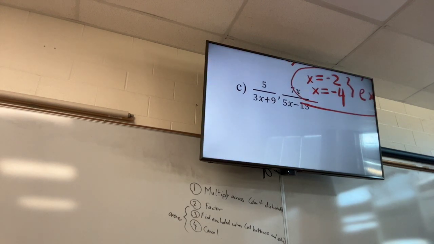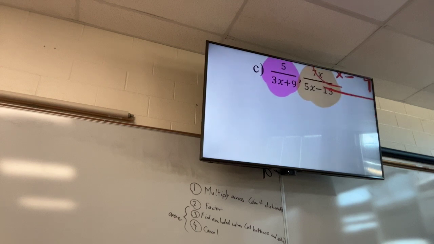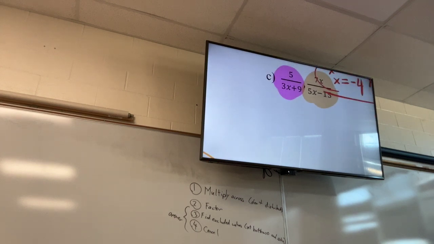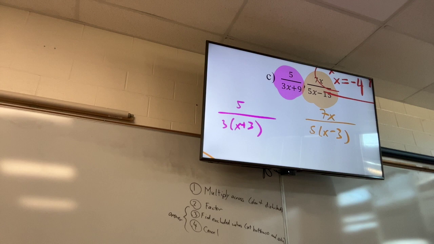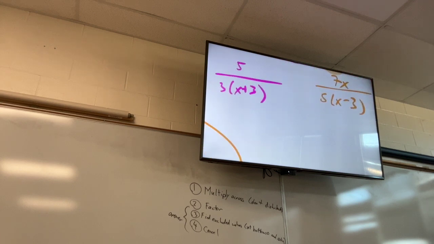Make sure we're going to have our pink fraction on the left, orange fraction on the right. We need to make sure we factor everything. So what do the top and bottom of the pink fraction factor to? The 5's just 5. What does the bottom factor to? 3 times x plus 3. Good job. What about the orange fraction? Top can't factor. What about the bottom? Pull a 5 out. Okay. Good. So we got our two factored fractions here.